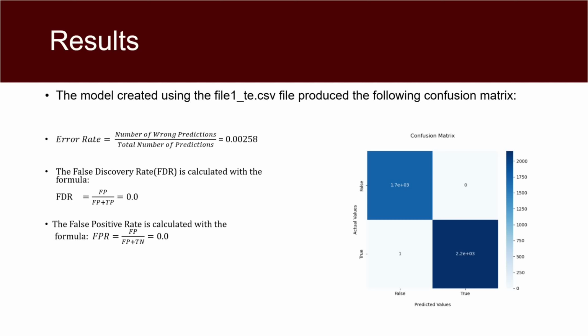On this slide, I'm showing where the tool is training and then testing one of the models that was developed from this input file. You can see the error rate is 0.00258, and FDR and FPR are 0. To the right, you see a confusion matrix that was visualized from the tool. The true positive and true negative rates are 1. So the algorithm at this point is performing well.